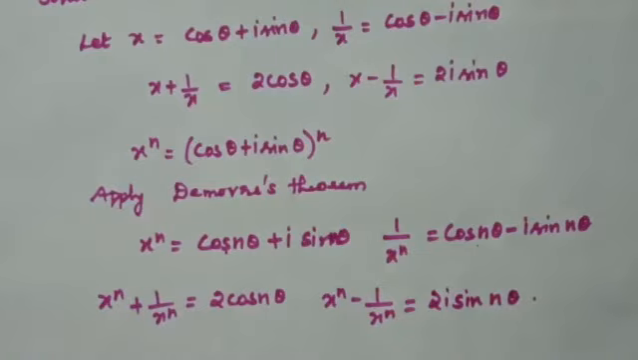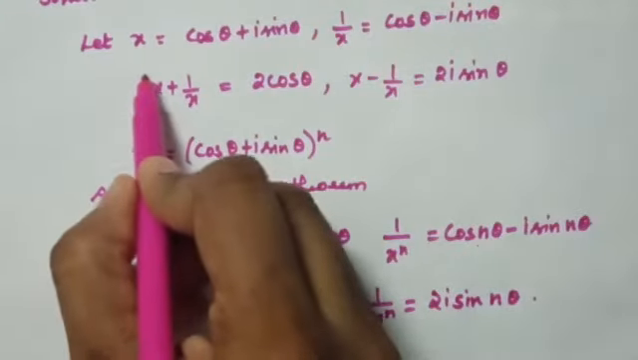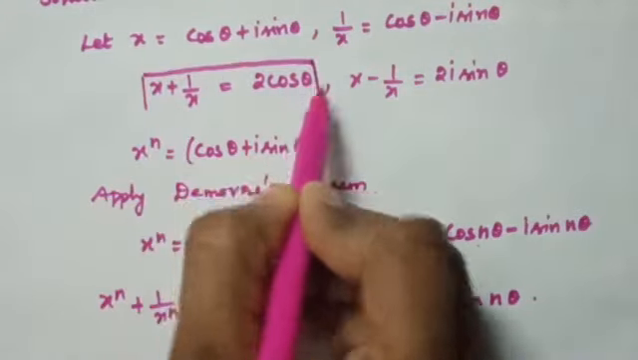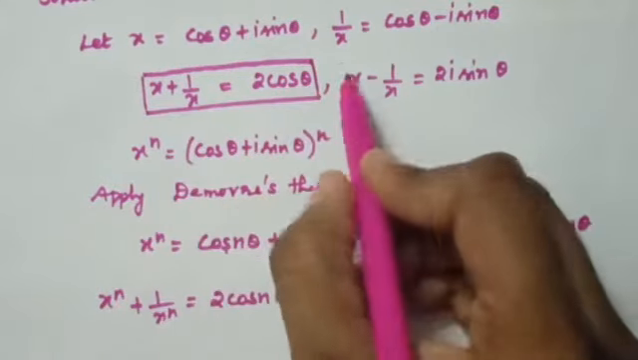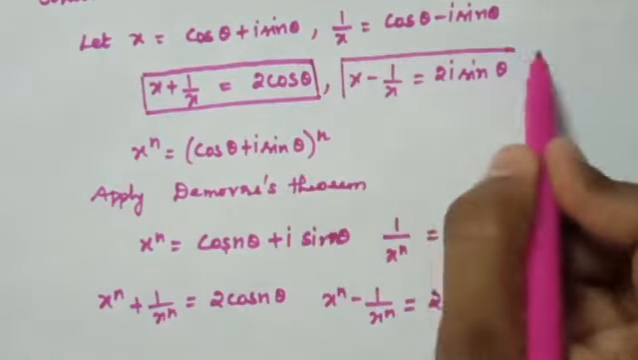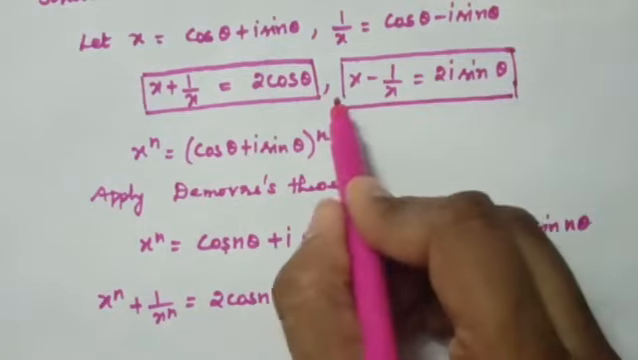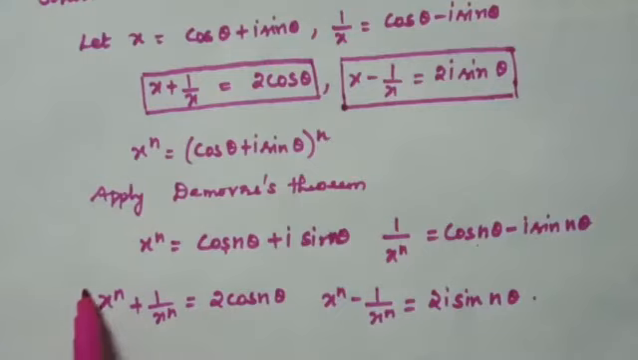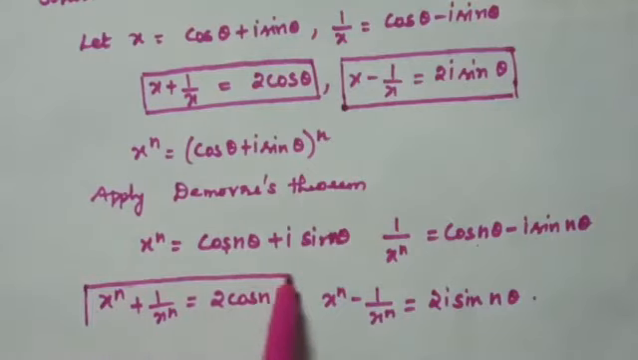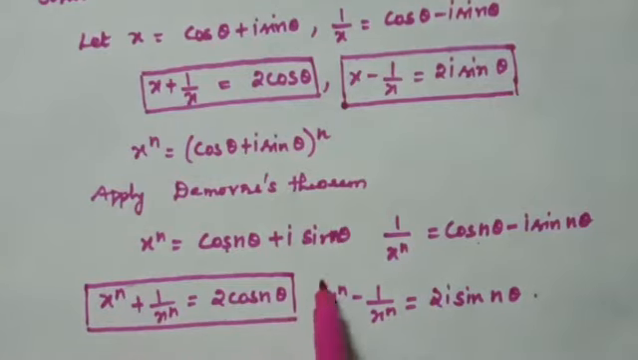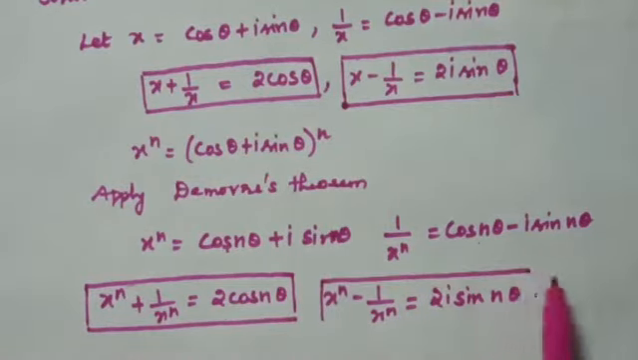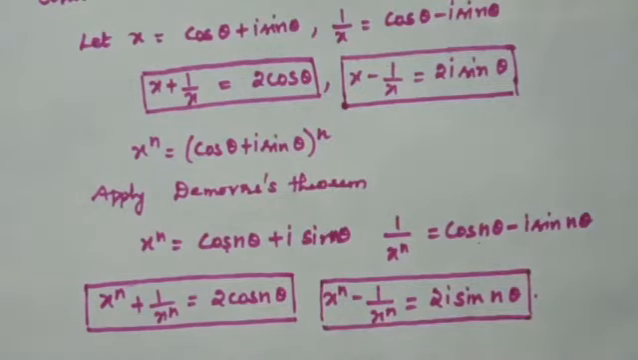So we have 4 results here. What is the result? x plus 1 by x is 2 cos theta and x minus 1 by x is 2I sin theta, and x power n plus 1 by x power n is 2 cos n theta, and x power n minus 1 by x power n is 2I sin n theta. So using these 4 results we are going to solve the problem.